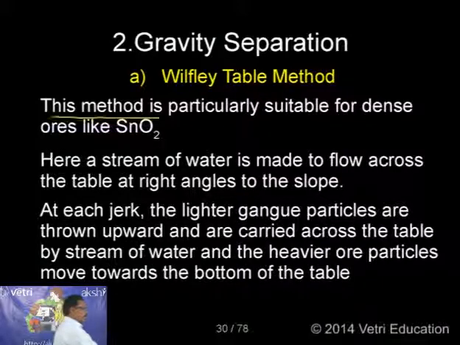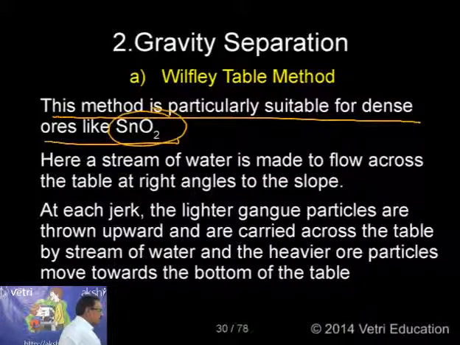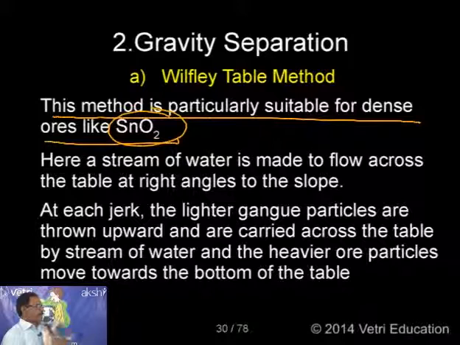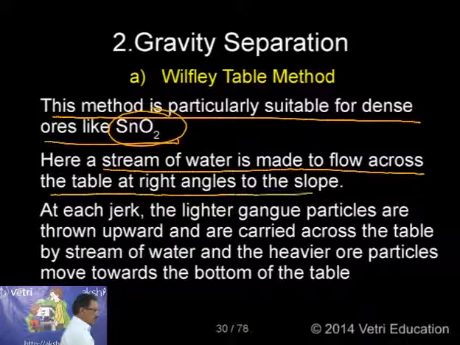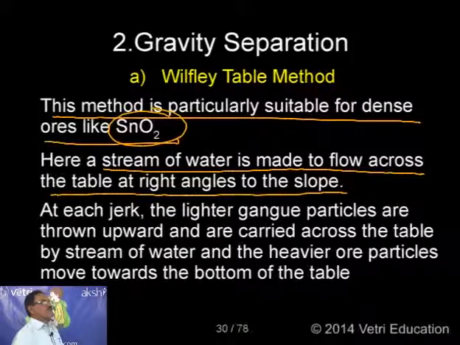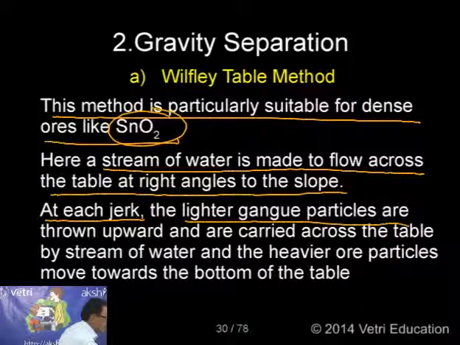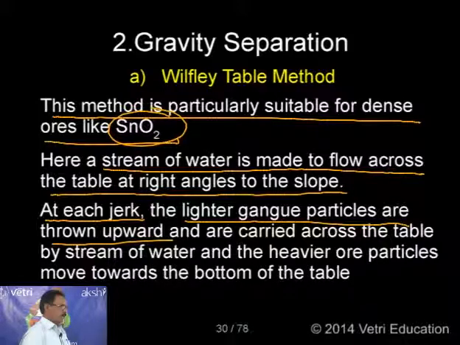You see that. I have already pointed out, this method is particularly suitable for dense ore like SnO2. Heavier materials can be separated by the Wilfley method because they move slowly. A stream of water is made to flow across the table at right angle to the slope, so it can easily wash away the lighter impurities. With each jerk when we operate the table, the lighter gangue particles are thrown upward, washed away by water, and carried away from the table by the stream of water.